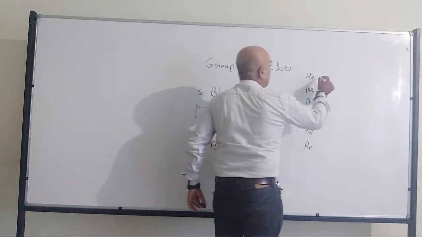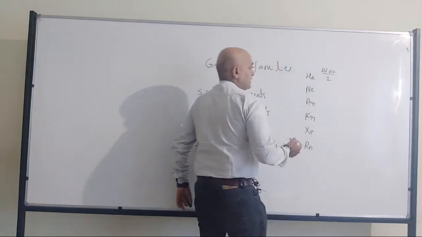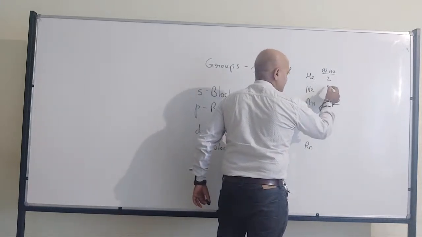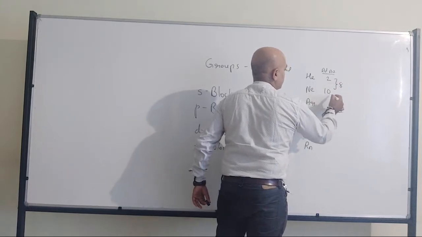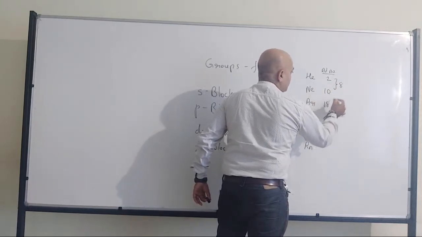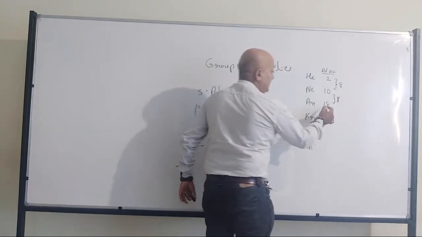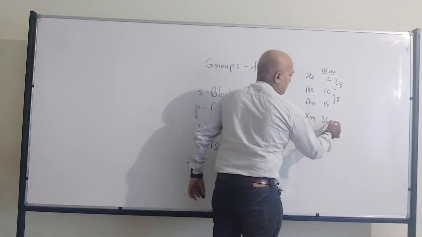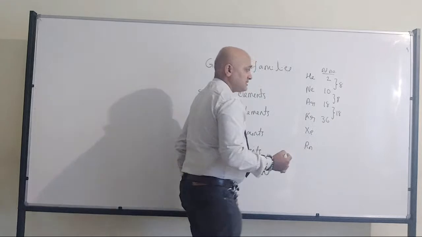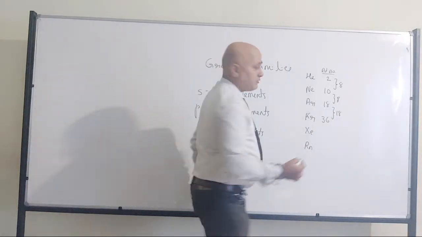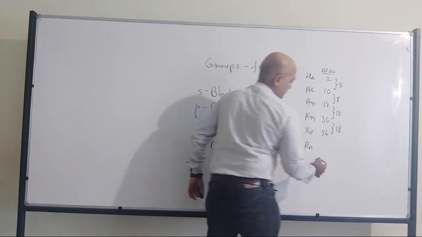Now helium's atomic number is 2. Add 8 to helium, that will become 10, a difference of 8. Then once again add 8 to this, so we get 18. Now add 18 to this, then it will become 36. Now add 18 to 36, how much will it be? It will be 54. So add 18 to this.